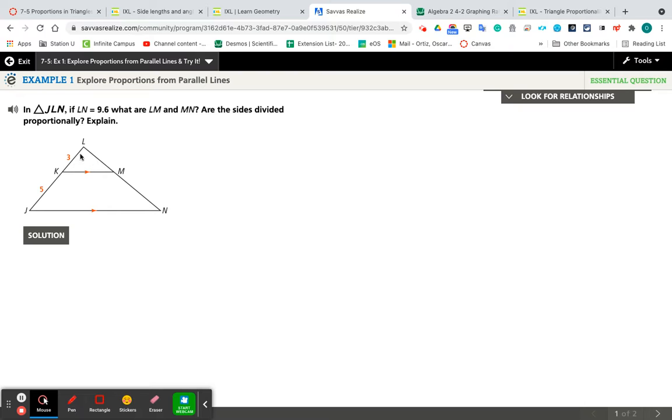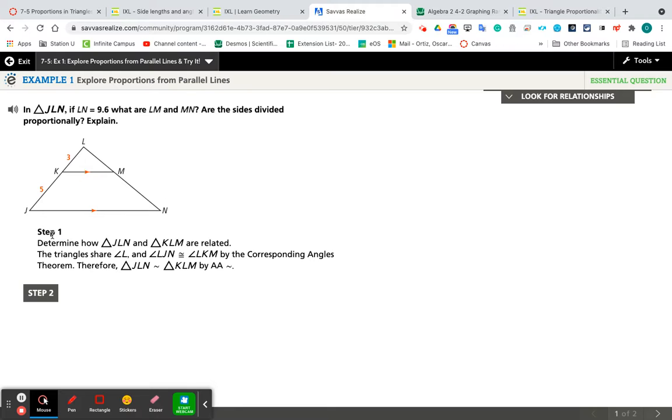So that means that the triangles LKM and LJN have two angles that are congruent. So angle L and angle LKM are congruent to angle L and angle LJN respectively. So that means those two triangles LKM and LJN are similar. So due to that fact, we can establish a proportion between the sides of those two triangles.